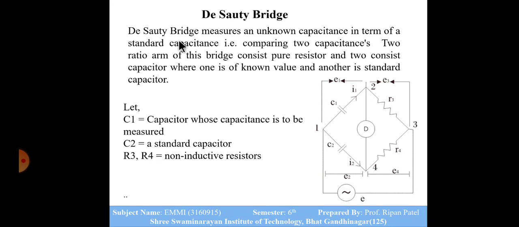Okay, and lastly we have the Sauty bridge. The Sauty bridge measures unknown capacitance in terms of standard capacitance. So comparing two capacitances, two ratio arms of the bridge consist of pure resistors and two consist of capacitors, where one is of unknown value and another is a standard capacitor. So here you can say C1 is the capacitance to be measured, C2 is a standard capacitor, R3 and R4 are non-inductive resistors.